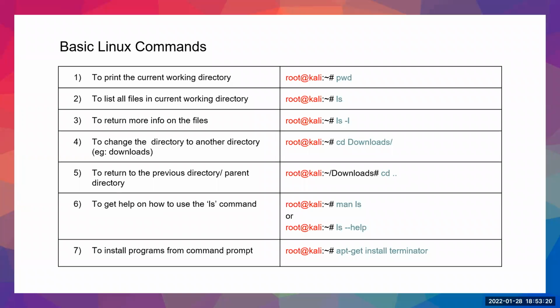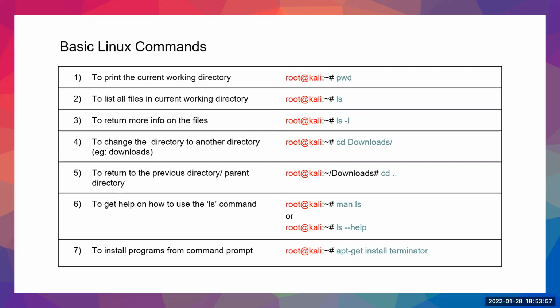So here are a few basic Linux commands that we'll be using for the later part of this workshop. You can select the Terminator or the QTerminal app in your virtual machine to run these commands. To print the working directory, you just enter pwd. To list all files in the current working directory, you just type in ls. To return more information on the files, you do ls -l. To change the directory to another directory, you just do cd downloads. And to return to the previous directory, you just do cd ..